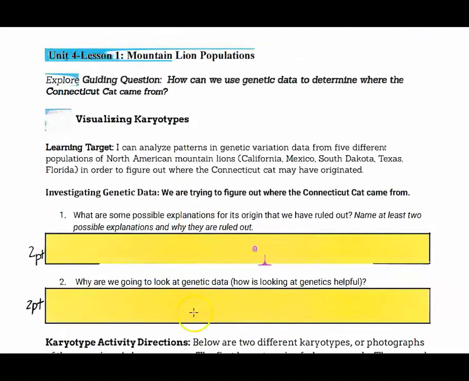What is going on here? It's not giving me my little square.